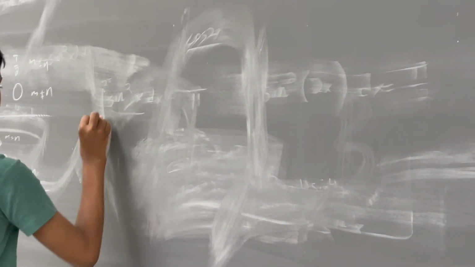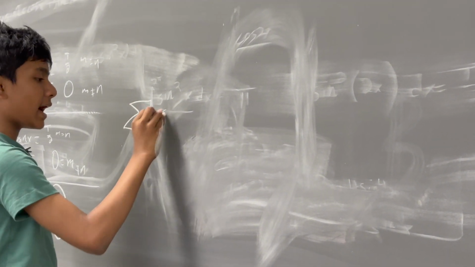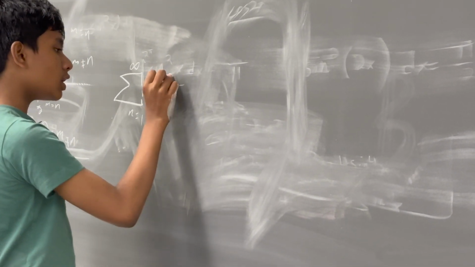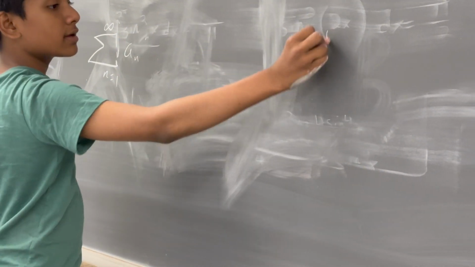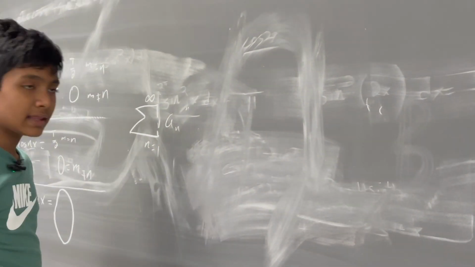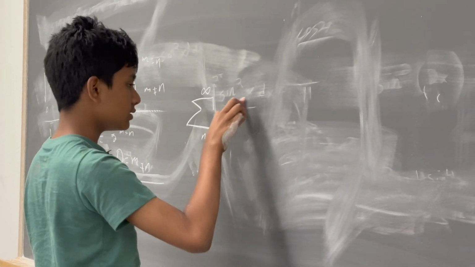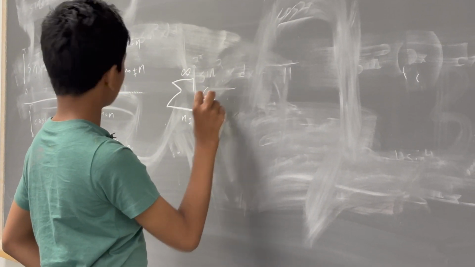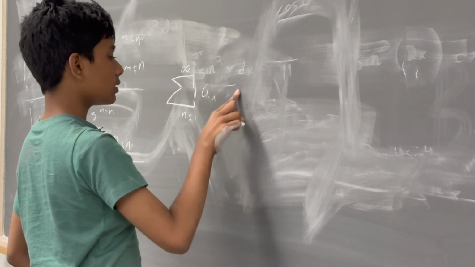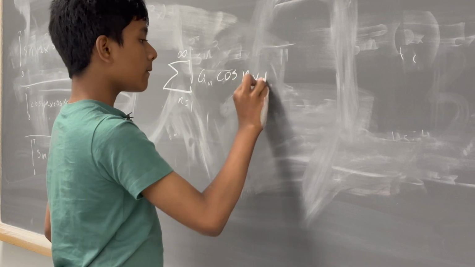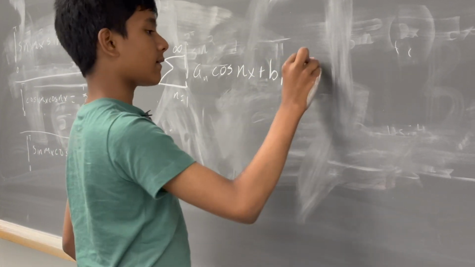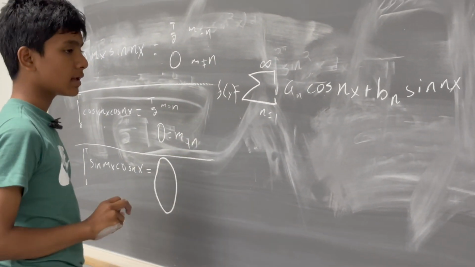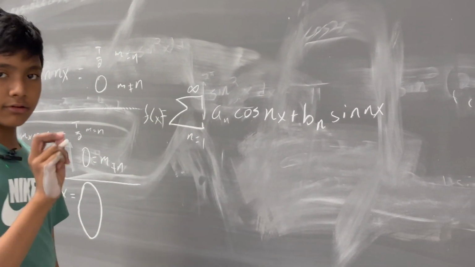So now, let's get back to our Fourier series that we had at the beginning. The sum from n equals 1 to infinity. Let's ignore the constant at the end for now. That's basically just the average value of the function. So we get a_n cosine nx plus b_n sine nx is equal to f of x. And so, what do we do next?